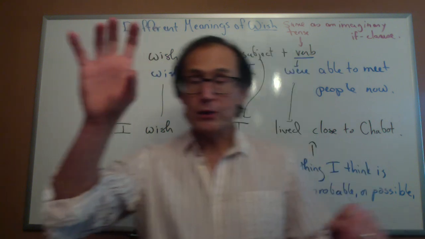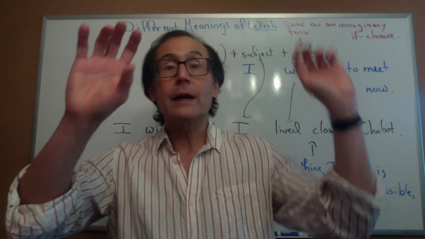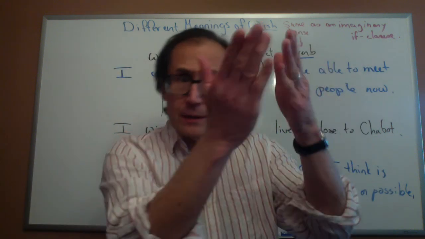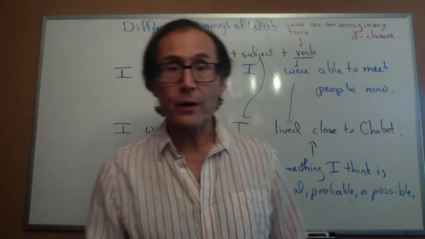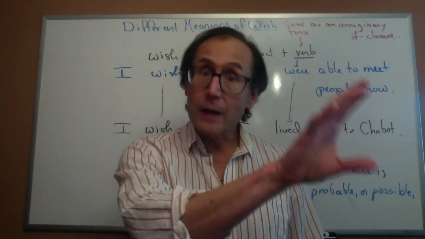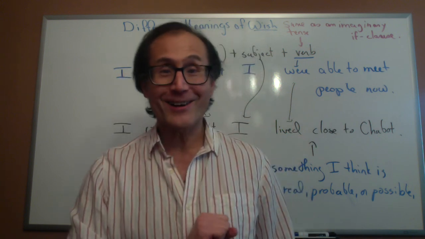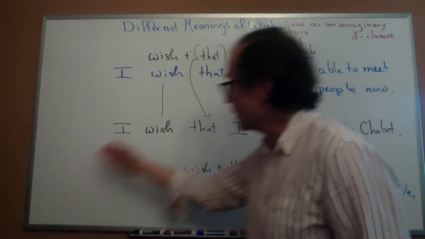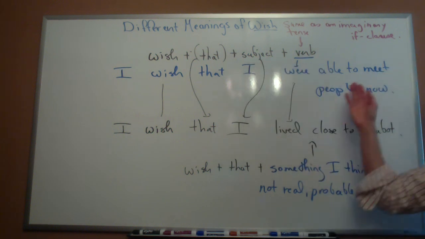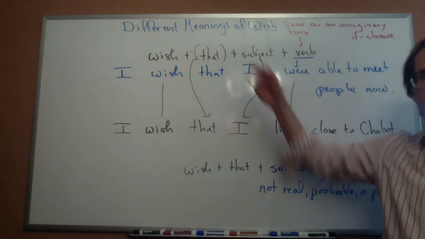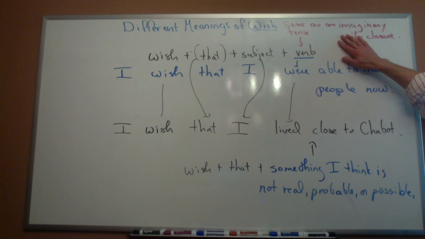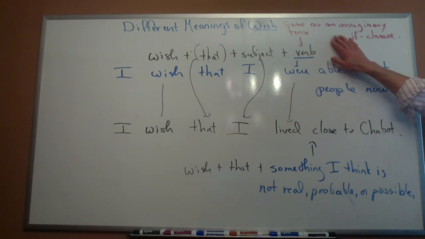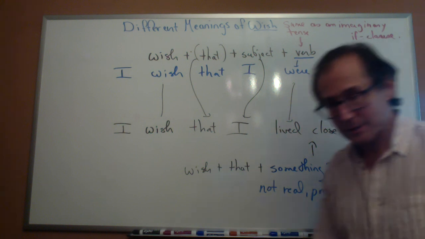Or I can use wish and a person and a thing, and it means I hope this person gets this thing. So I could say, the example I used before, I wish you, a person, good luck on the final. I hope you have good luck. And I can use wish plus that plus subject and verb. This is a little more complicated because I say, oh, this is something that I think is not real or probable or possible. And to show that it's not real, probable, or possible, I use the same tense as in an imaginary if clause. Okay.